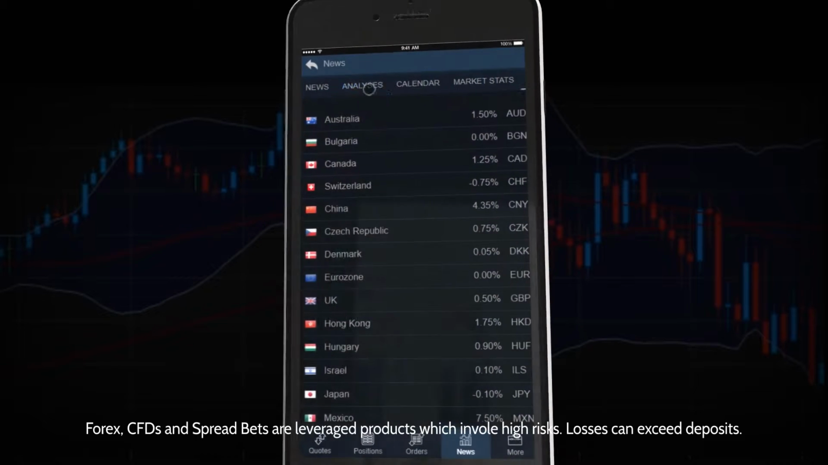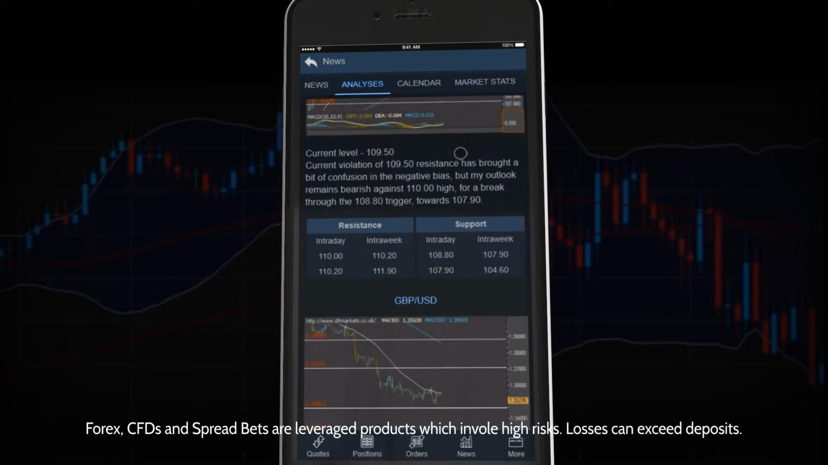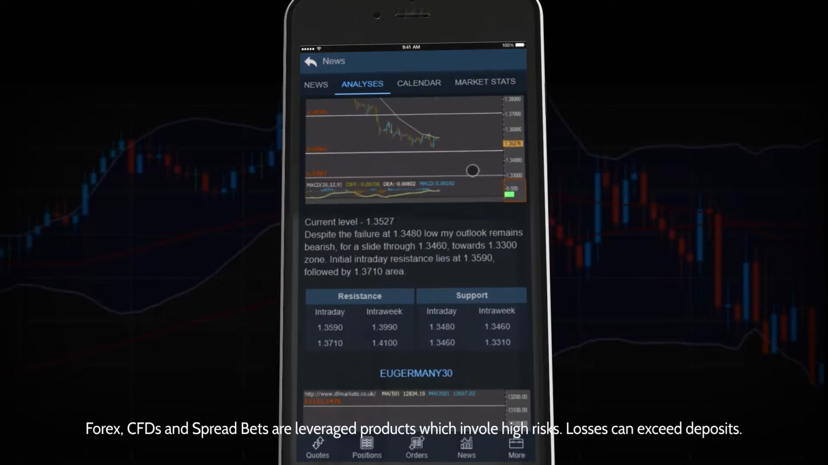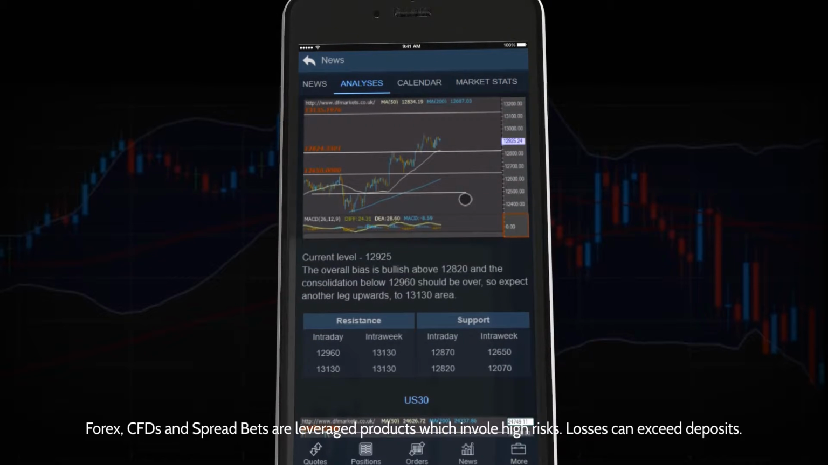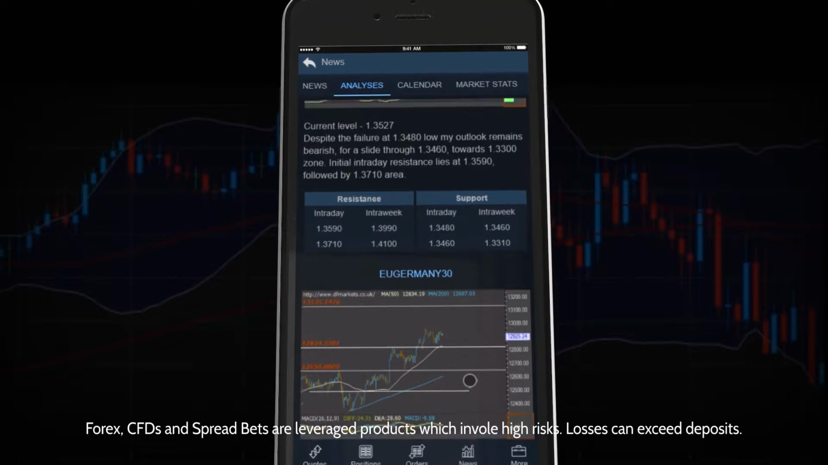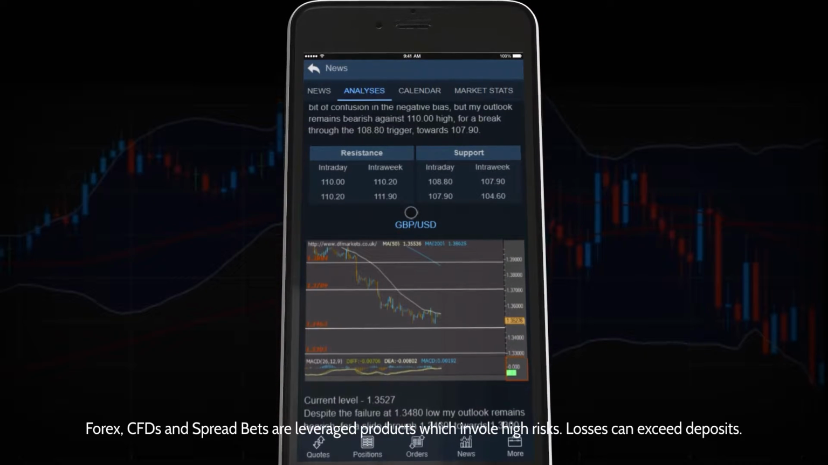The Analysis tab displays the day-to-day market analysis published on our website and used by traders to identify key technical levels for major currency pairs and stock indices. Make sure to subscribe and receive daily updates directly in your inbox.